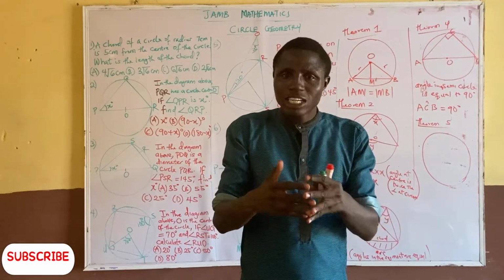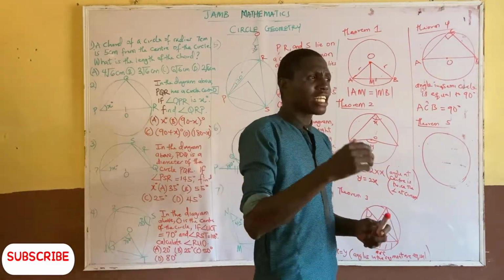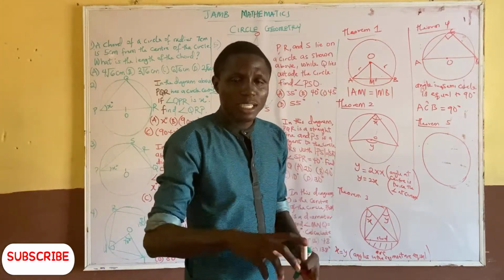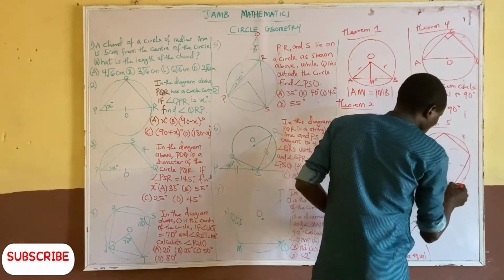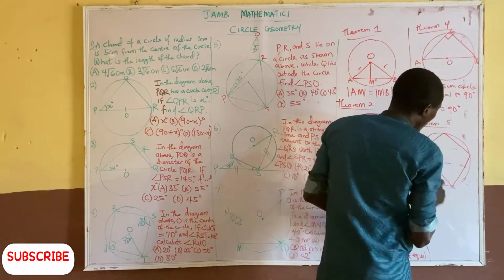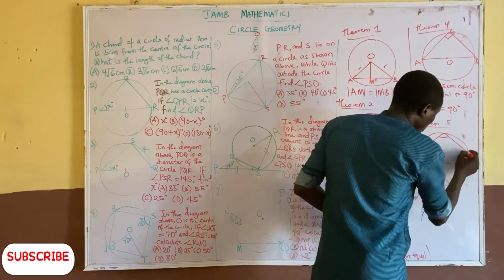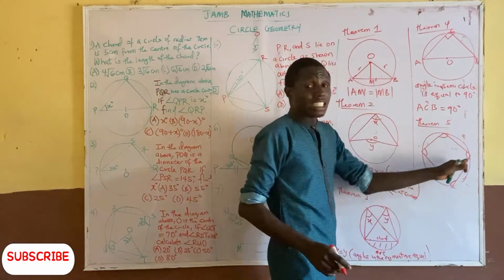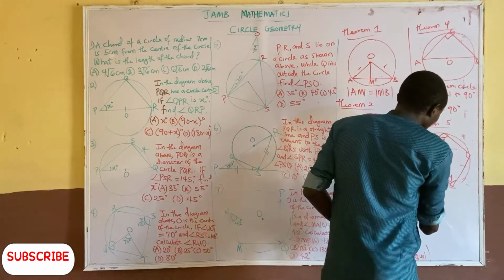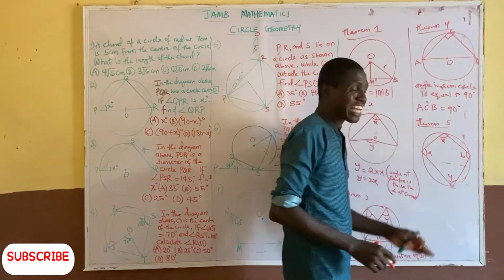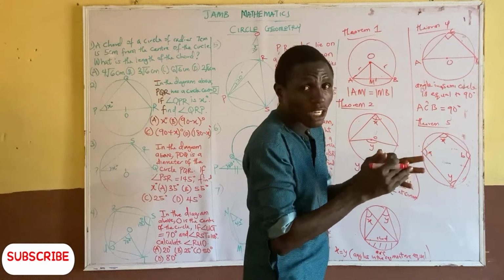Now, a cyclic quadrilateral is a quadrilateral inscribed in a circle. So like that. This is a quadrilateral that is inscribed in a circle, and the vertices of this quadrilateral touch the circumference of the circle. Then the theorem says that the opposite interior angles of a cyclic quadrilateral are supplementary.